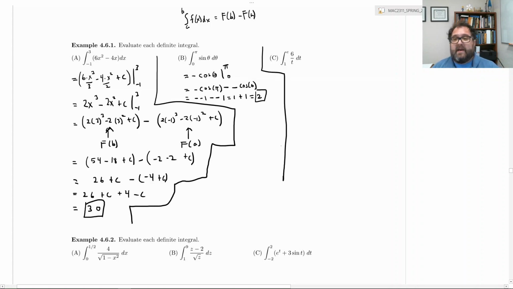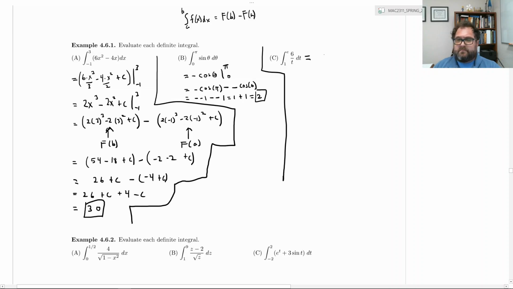Okay, so we have the definite integral from 1 to e of 6/t. Sorry, 1 to e of 6/t. So it's a rational function. Okay, so let's think about this.